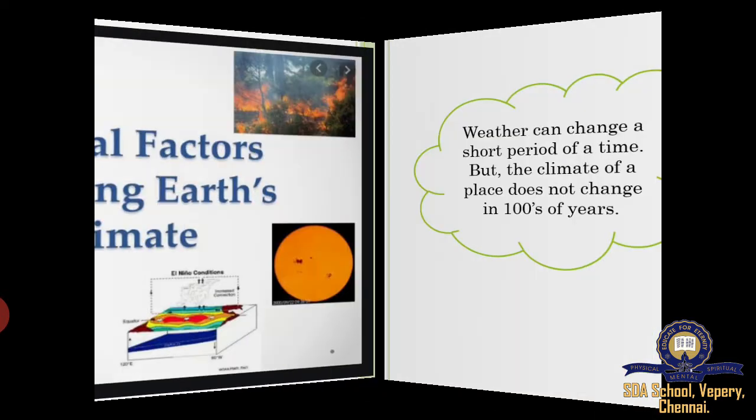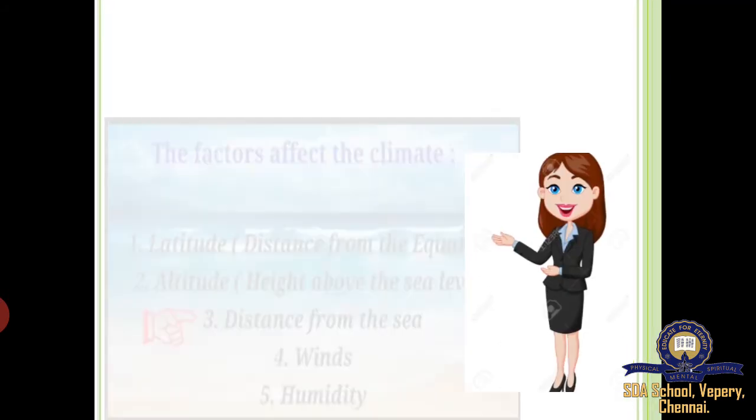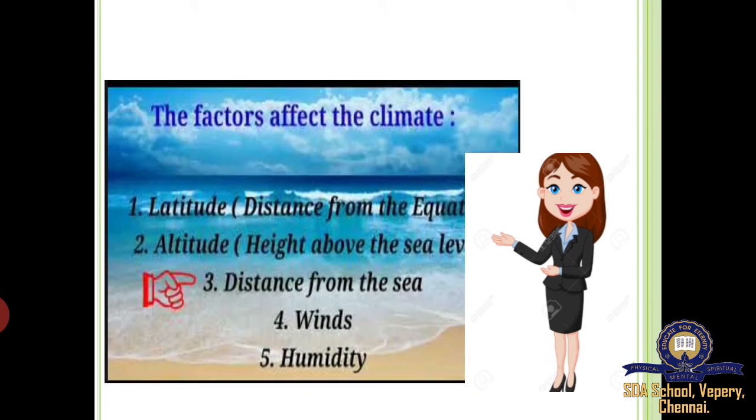Okay, let us move on to the natural factors affecting Earth's climate. The first factor is latitude, that is distance from the equator. The second, altitude, that is height above the sea level. The third one, distance from the sea. Fourth, direction of winds. And the fifth one, humidity and the rain.